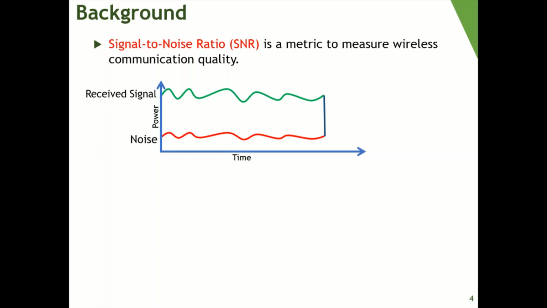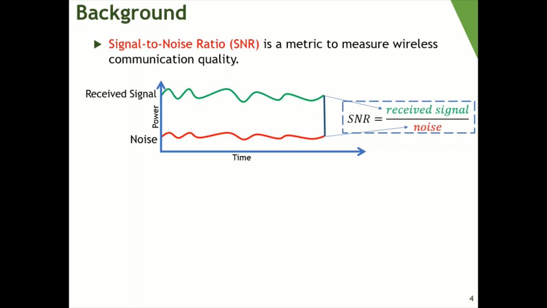In wireless communication, there's a metric to measure communication quality. It's called SNR, or signal to noise ratio. SNR compares the received signal and noise.